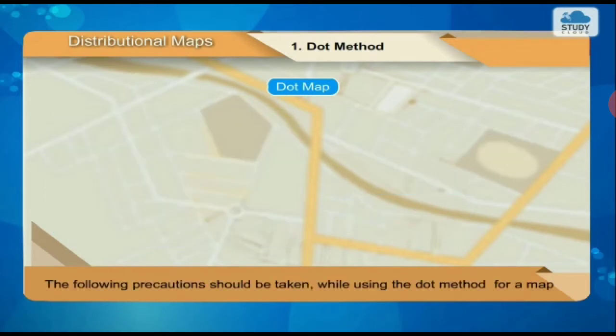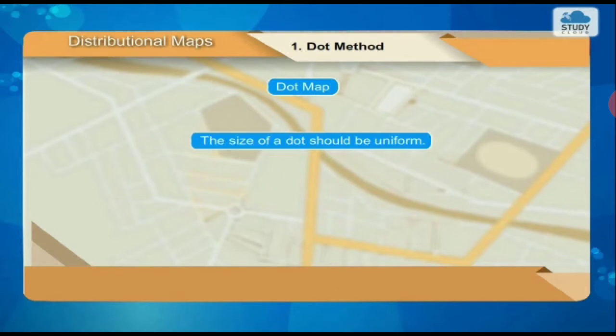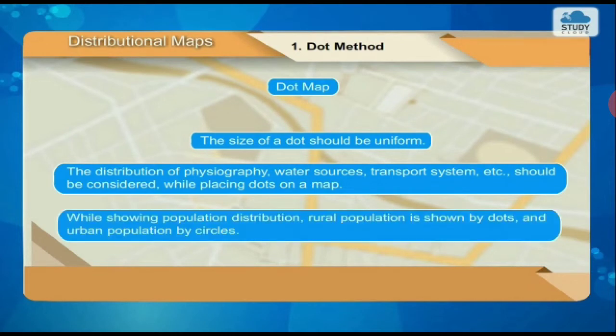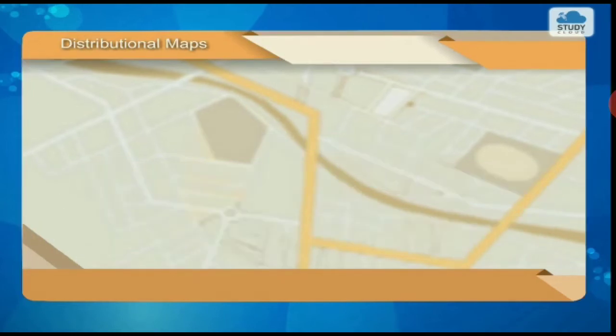The following precautions should be taken while using the dot method for a map. The size of the dot should be uniform. The distribution of physiography, water resources, transport system, etc. should be considered while placing dots on a map. While showing population distribution, rural population is shown by dots and urban population by circles.